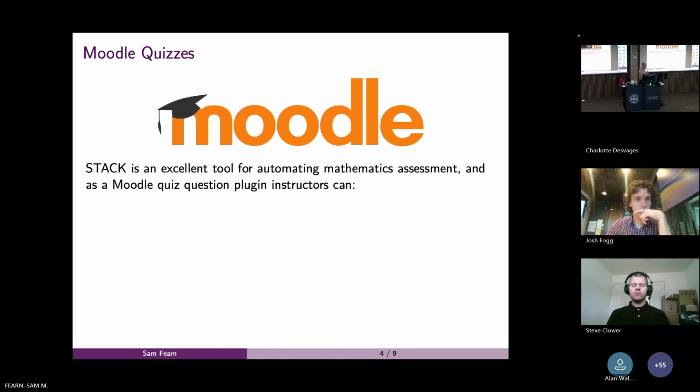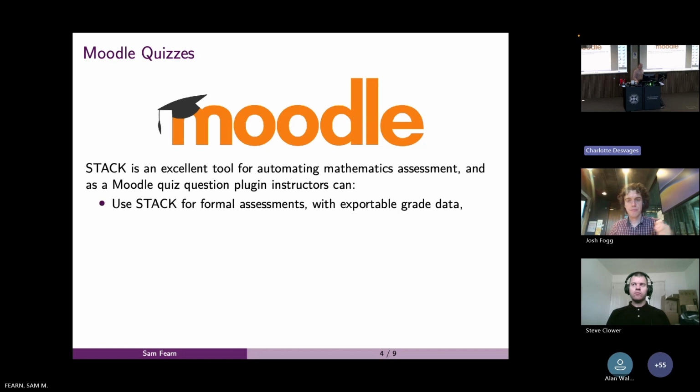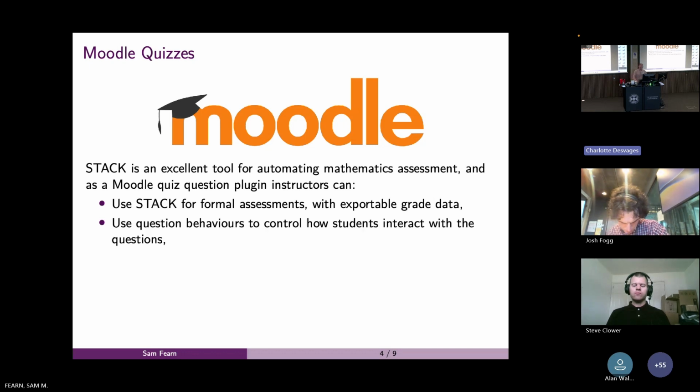So Stack is great. I love Stack. I love using Stack for putting assessment questions in my courses. And typically we do this through Moodle. That means that we can use Stack for assessments which are formal as well as formative. So I can get grading data from this. I can export it into whatever database we're using in the department.